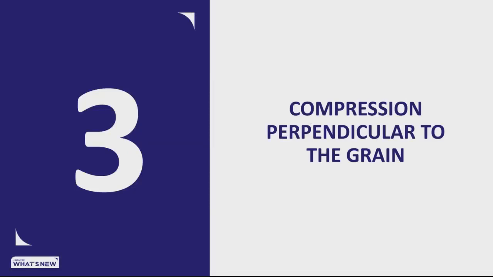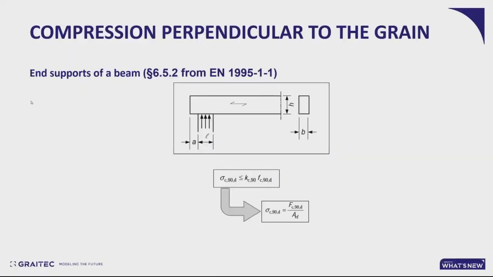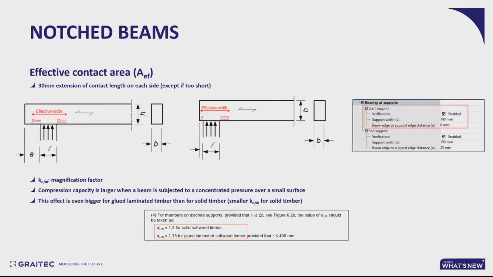Another verification introduced in version 2024 is compression perpendicular to the grain, and this is basically a support bearing verification at the end of a beam. So it's using the support action and the contact area. The contact area is the support width, which is extended by 30 millimeters on each side, assuming there is enough distance for that. See, if you have a very short overhang, you won't reach the extra 30 millimeters.